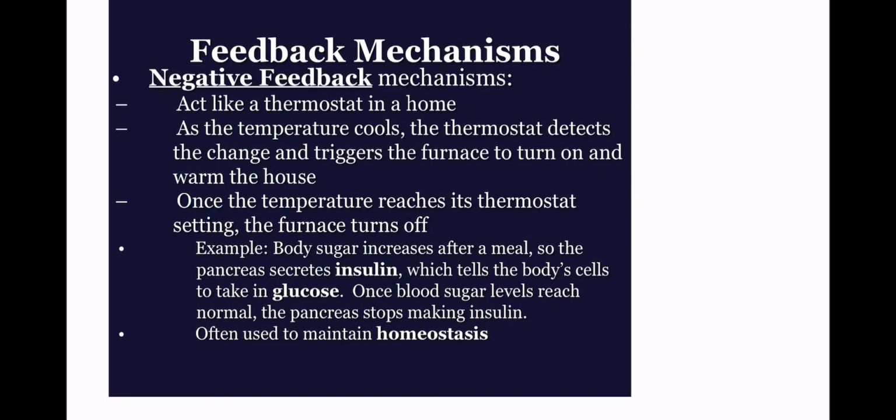Mechanisms. Negative feedback mechanisms act like a thermostat in a home. As the temperature cools, the thermostat detects the change and triggers the furnace to turn on and warm the house. Once the temperature reaches its thermostat setting, the furnace turns off. Example: blood sugar increases after a meal, so the pancreas secretes insulin, which tells the body cells to take in glucose. Once blood sugar levels reach normal, the pancreas stops making insulin, often used to maintain homeostasis.